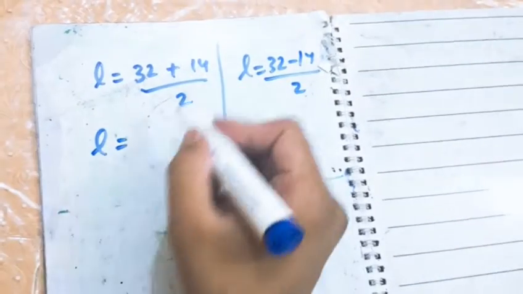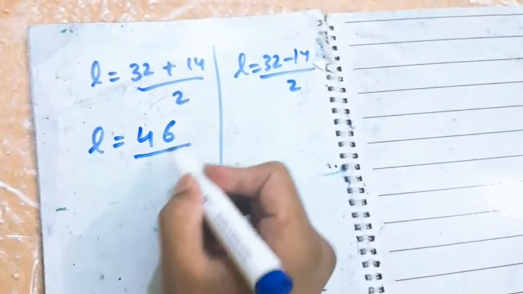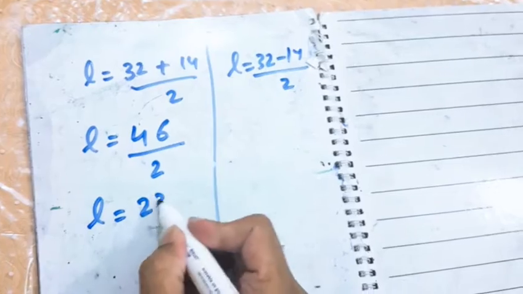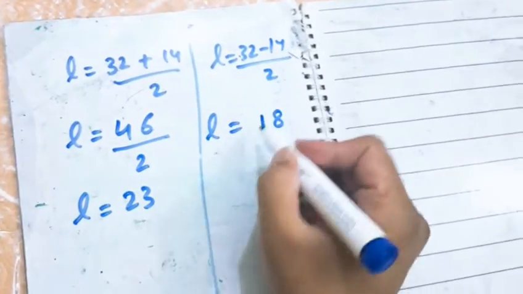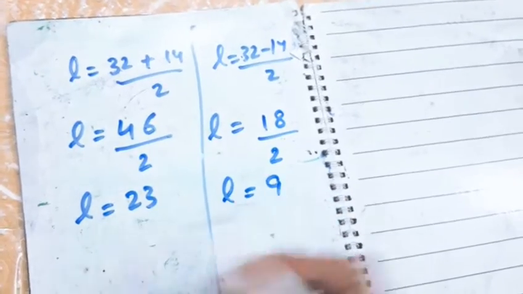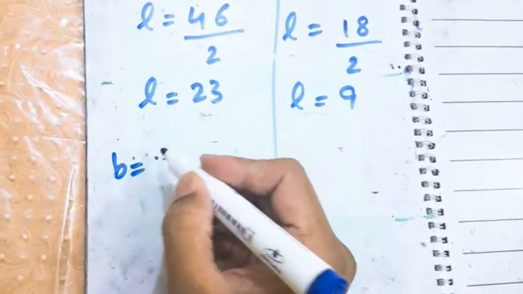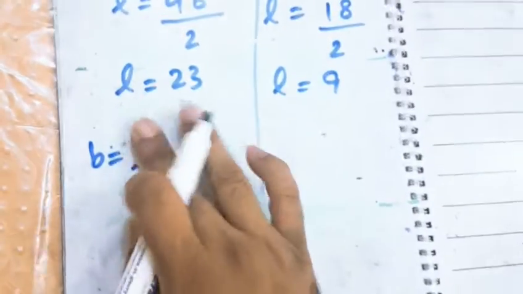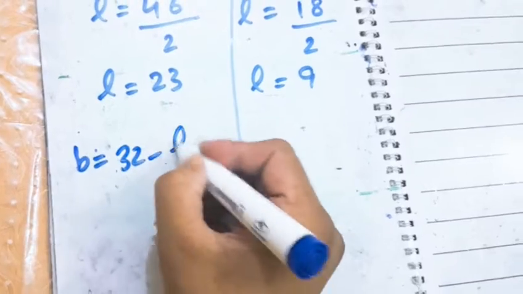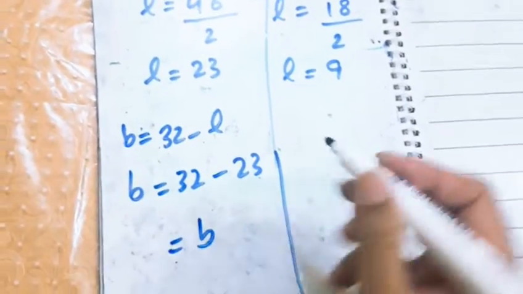L is equal to 46 divided by 2, which will be equal to 23. L is equal to 18 divided by 2, which will be equal to 9. In case of this, we know that B is equal to 32 minus L. It will be 9. You can do this.